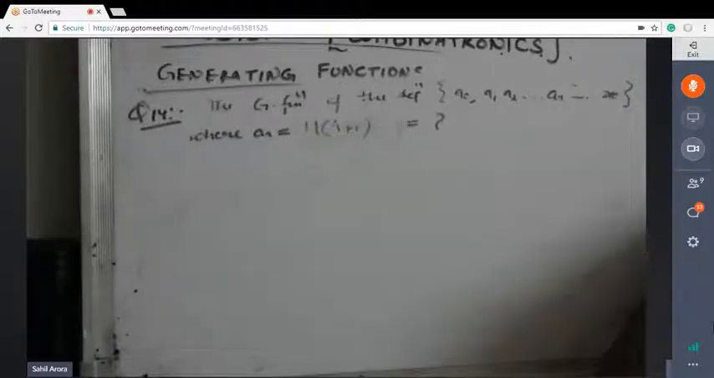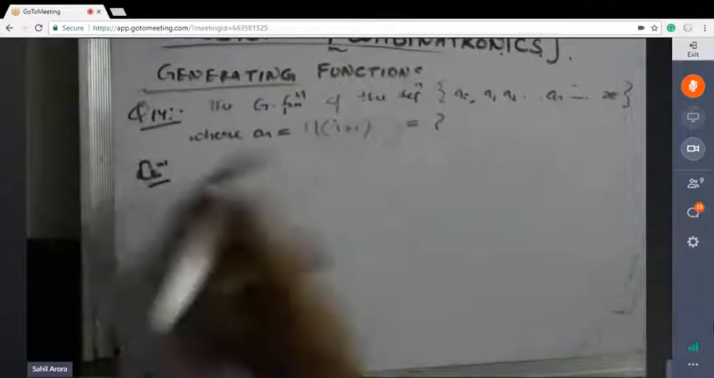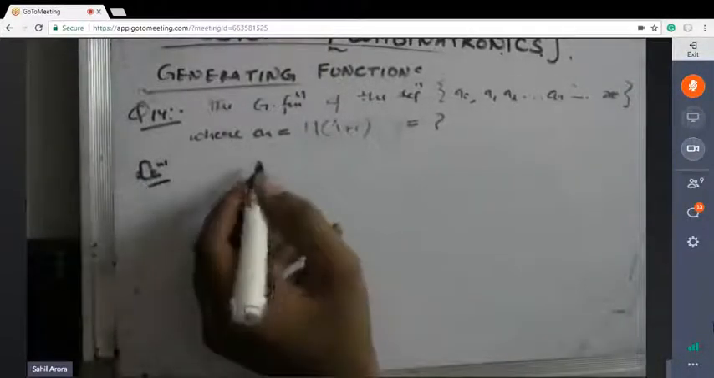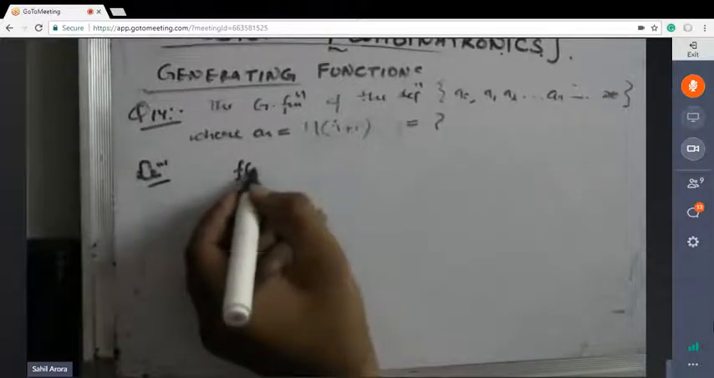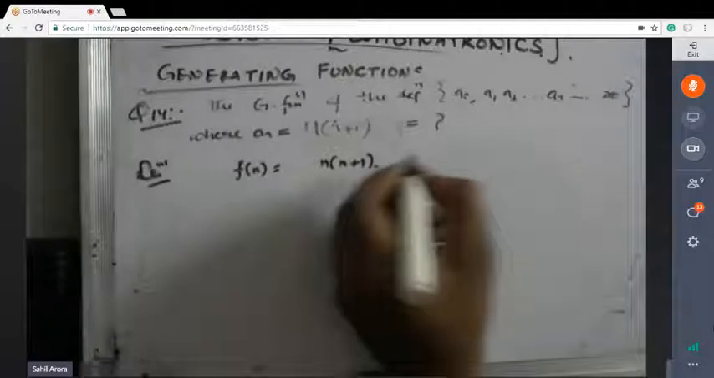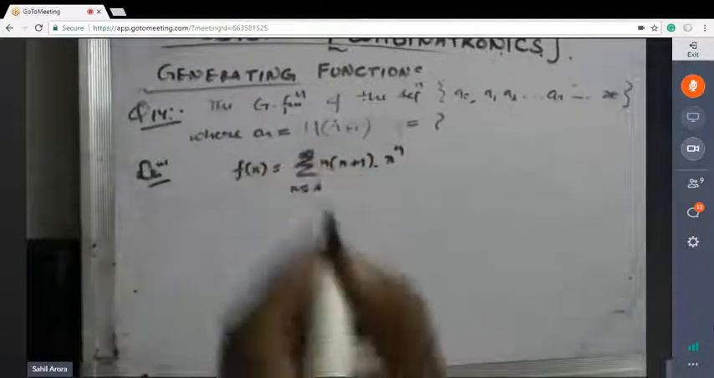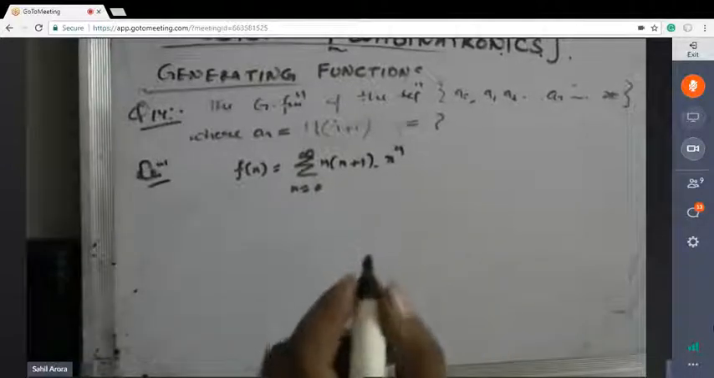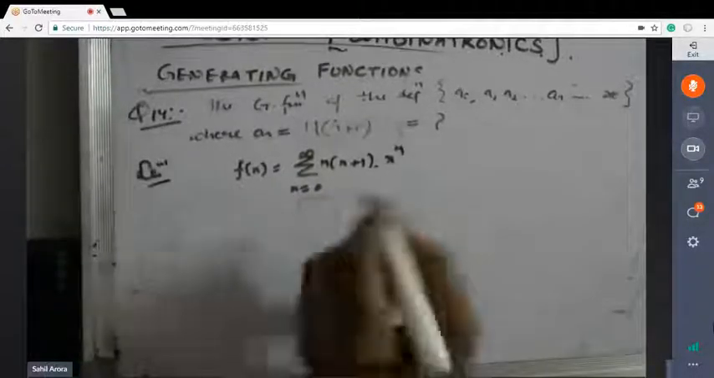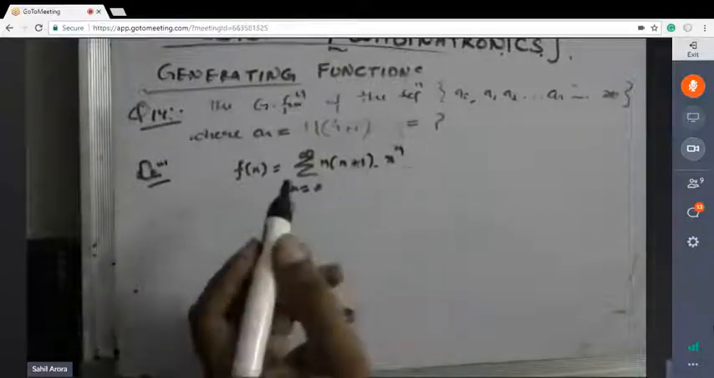See, again the same thing is going to come into the picture. That is, again we do the same process. Let's say that it is f of x. What we do is n into n plus 1 into x power n, and do the summation from n equal to 0 to infinite. Again, see, this is not forming any expansion.